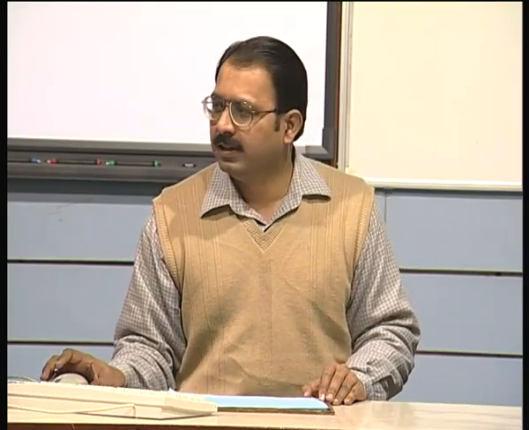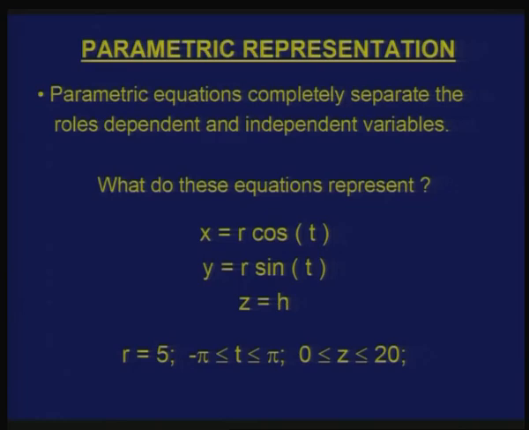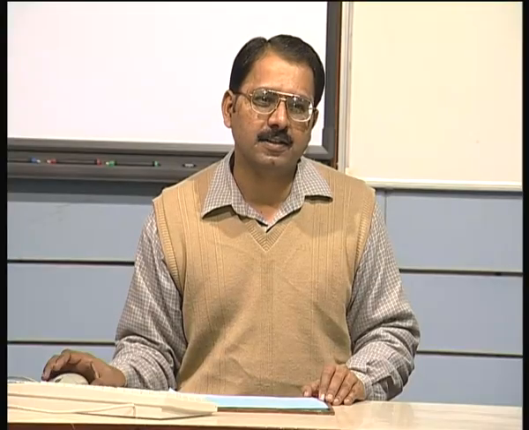What you see here is r equal to 5, which is fixed, whereas 2 parametric variables, that is t and z, are varying within a certain range. t varies from minus pi to pi, and z varies from 0 to 20. So, what does this represent now? It is a cylindrical surface. It is not a solid cylinder, it is a cylindrical surface where the radius of the cylinder is fixed as 5 units.